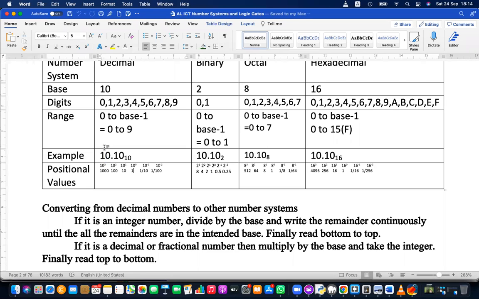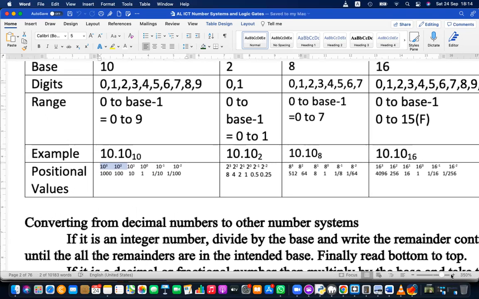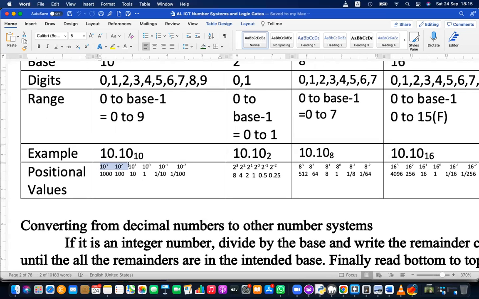Then you have to increase to the left side by the base. 1 into 10 is 10. 10 into 10 is 100. 100 into 10 is 1000. Here you can see the base increases. Sorry, not base, power increases. 10 to the power 1, 2, 3. Power increases, so the value increases 10 times. Every time the power increases by one, the value increases 10 times.